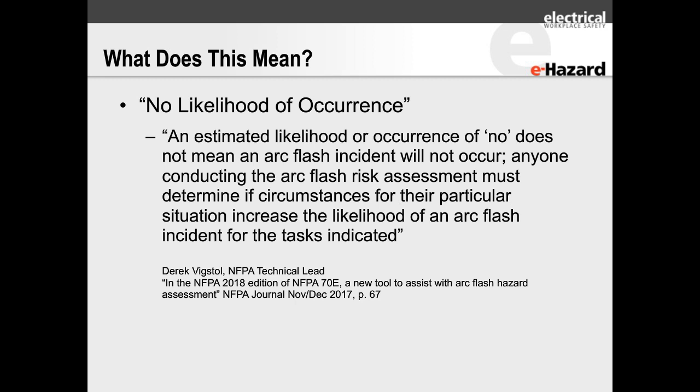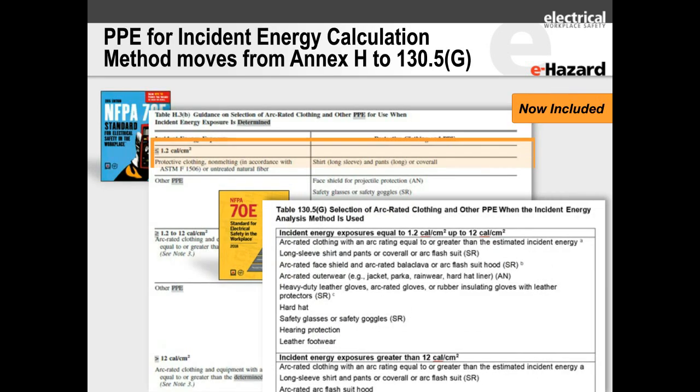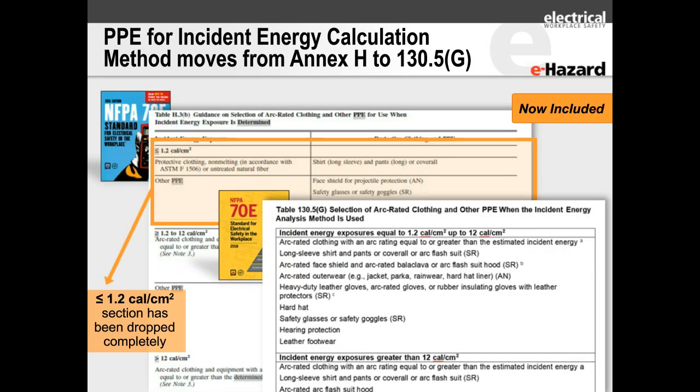Also, a new big thing that happened, and this does relate to PPE, is that the less than 1.2 calorie per centimeter squared section out of H.3b is gone, but they moved that whole section into mandatory language in Table 130.5G. Now, this is really important for two reasons. One is some people will say, oh, well, now I can do arc flash. If there's no real big arc flash up to 1.2, I can go ahead and do that in polyester clothing. That's not at all what the standard was trying to say. It just said anything below 1.2, we're not going to address PPE, but you still have to wear non-melting clothing underneath PPE.